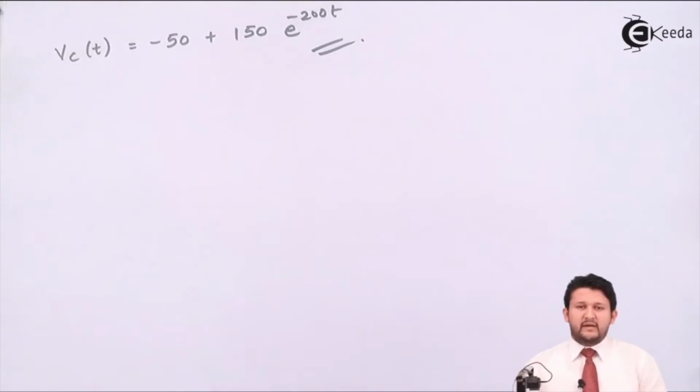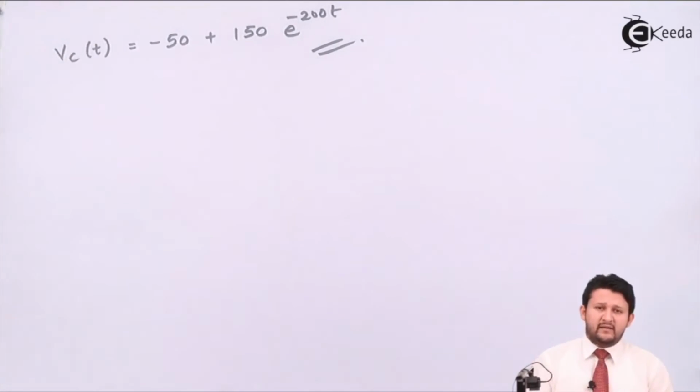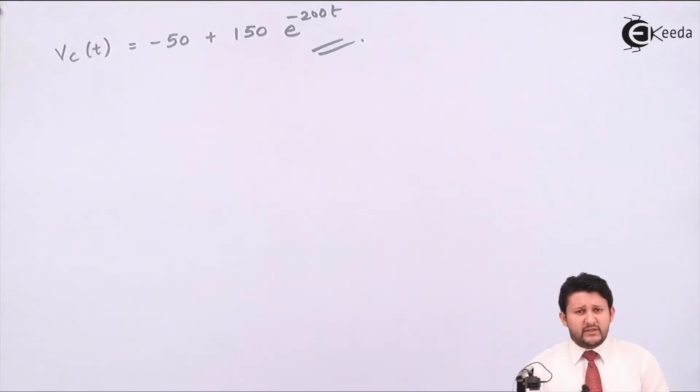So just keep that in mind, my dear friends. When I talk about a capacitor, I need to find the voltage across the capacitor. In transient analysis, I need to apply KCL. When I talk about applying voltage or current across an inductor, I need to apply KVL. So this point needs to be remembered.